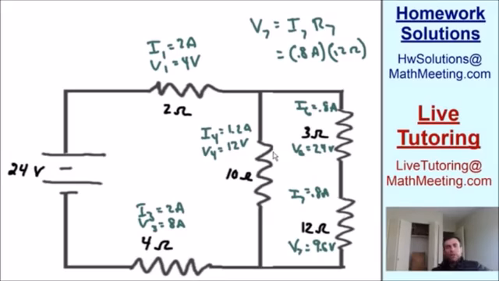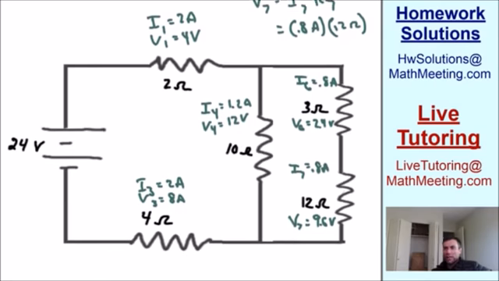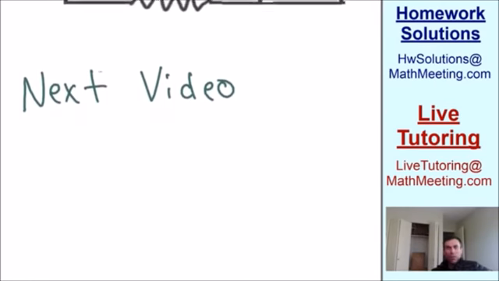And now we've officially found the current through and the voltage across every single resistor in this original circuit. So I hope this gave you a better idea on circuit analysis and how to solve circuits.